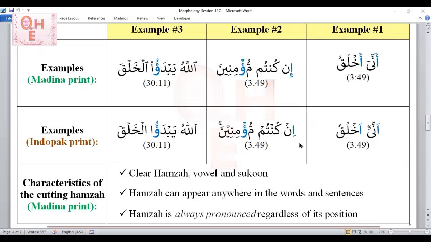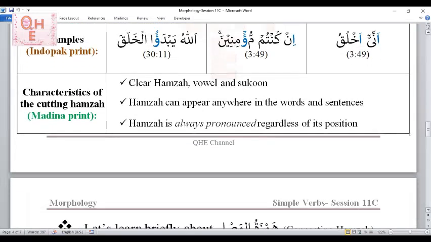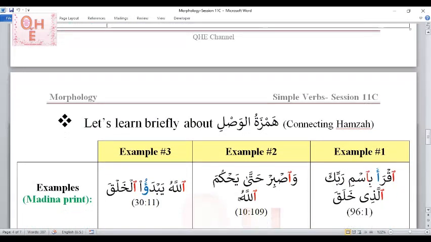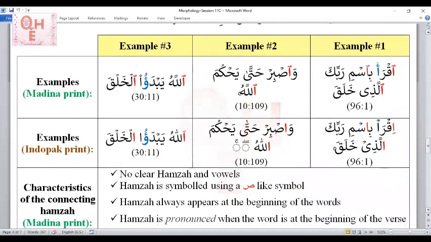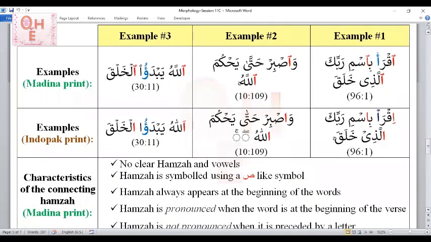So this is the difference between the two prints in terms of cutting Hamza. For Medina print, you will always see clear Hamza. For Indo-Pak print, sometimes. Okay, let's go over the connecting Hamza, inshallah. Hamzatul Wasl, this is the connecting Hamza.